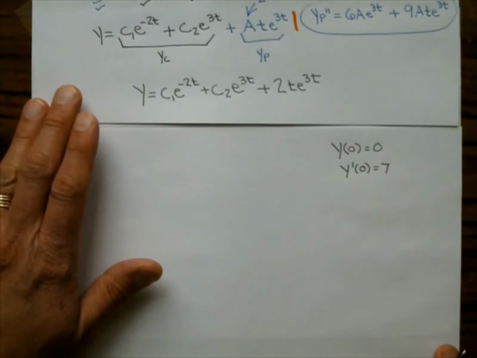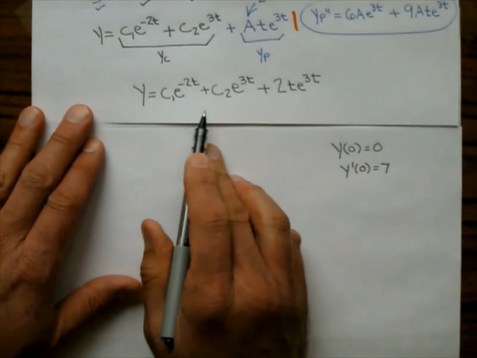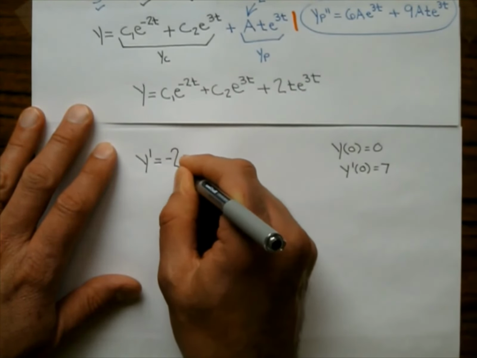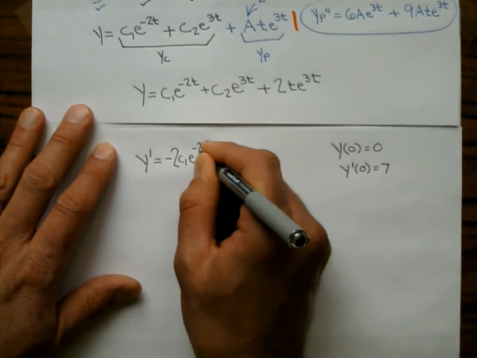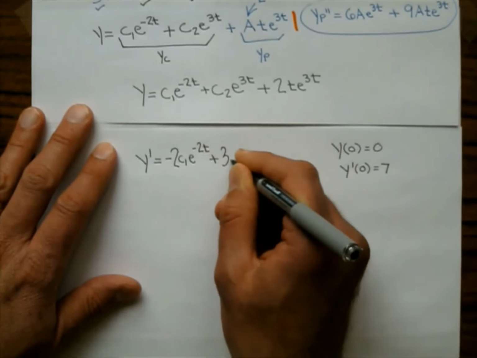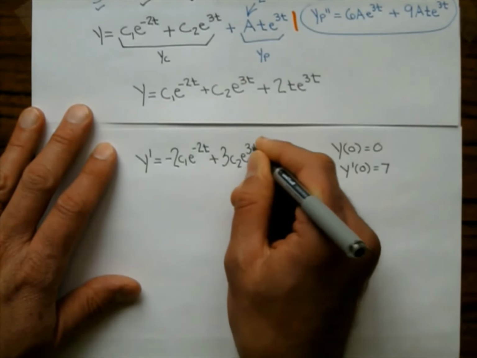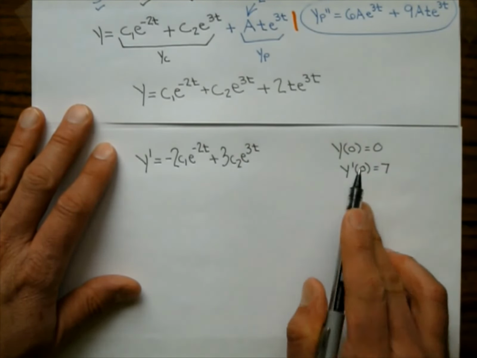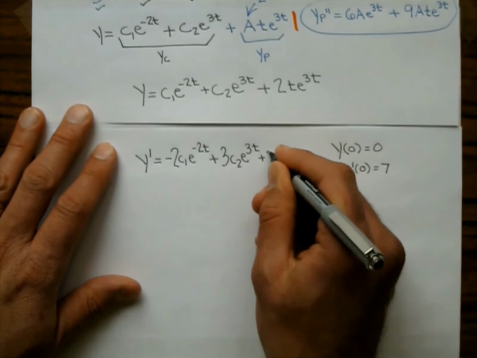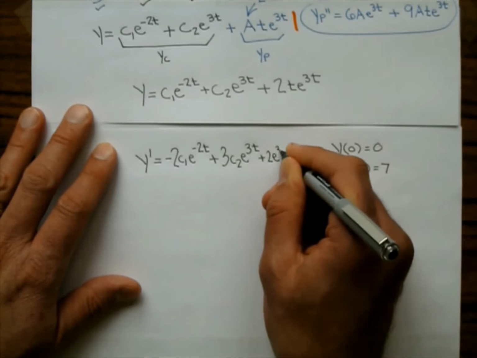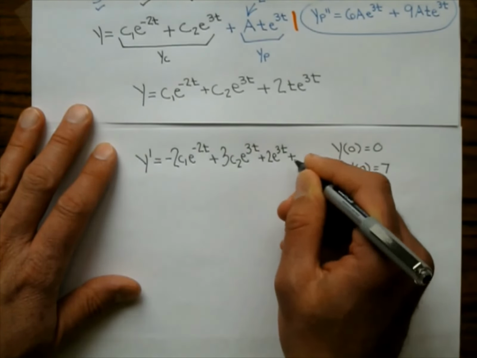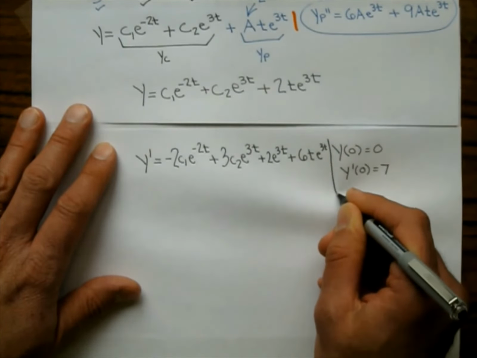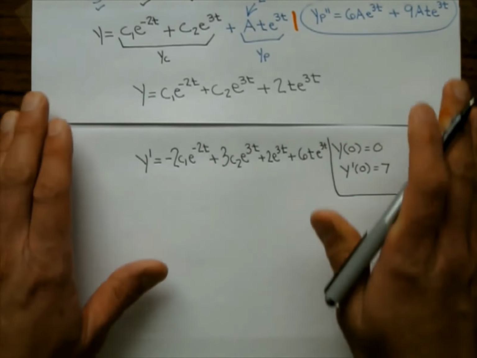Okay, so the first thing I want to do is perhaps find the derivative of this. So y prime is negative 2 c1 e to the negative 2t plus 3 c2 e to the 3t. And then this one, oh, it's product rule, and I put that there. This is bad planning. The derivative of the first times the second plus the first times the derivative of the second. Ran right into the initial condition, so that hurts when that happens.